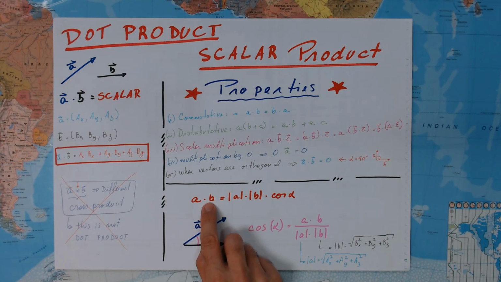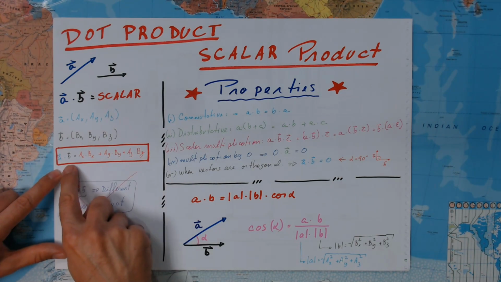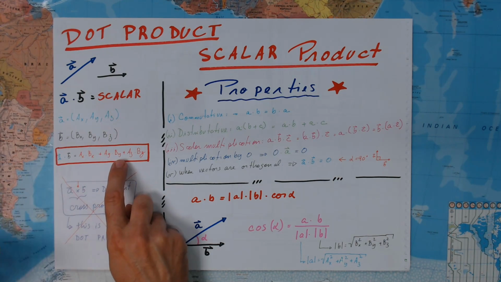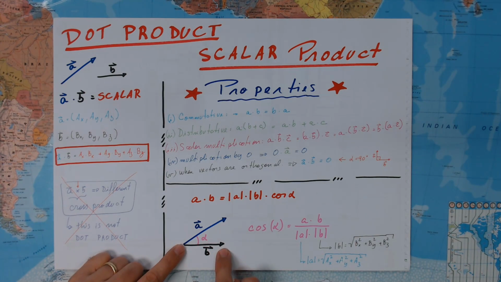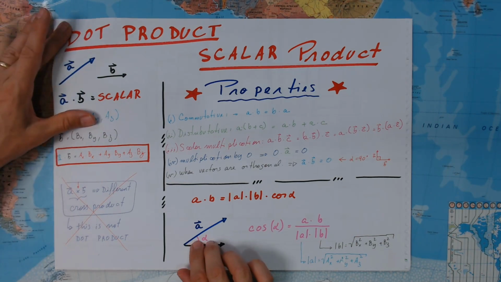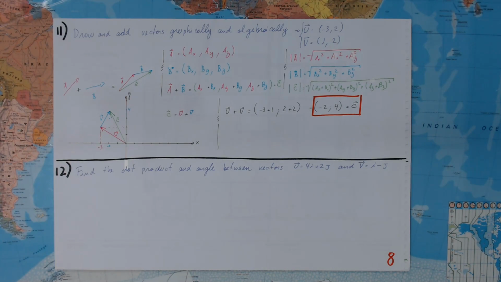The dot product is just that. This is the dot product formula: just multiply coordinate by coordinate. And to know the angle between two vectors, it is the dot product divided by the product of their moduli. Just that. There is a video specifically for that, so I'm not going to go into details. Now let's just solve the exercise.